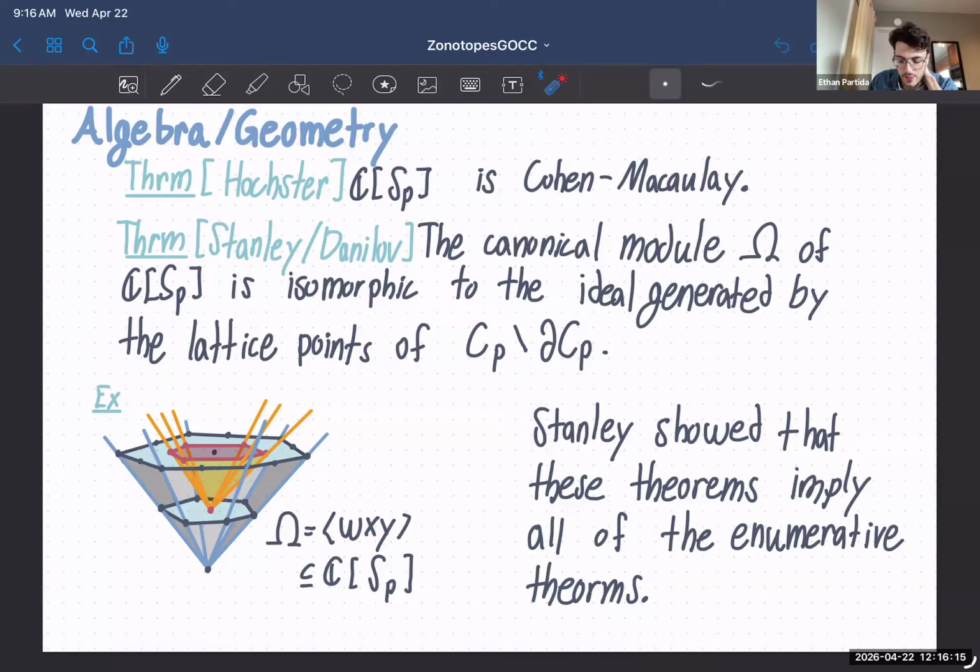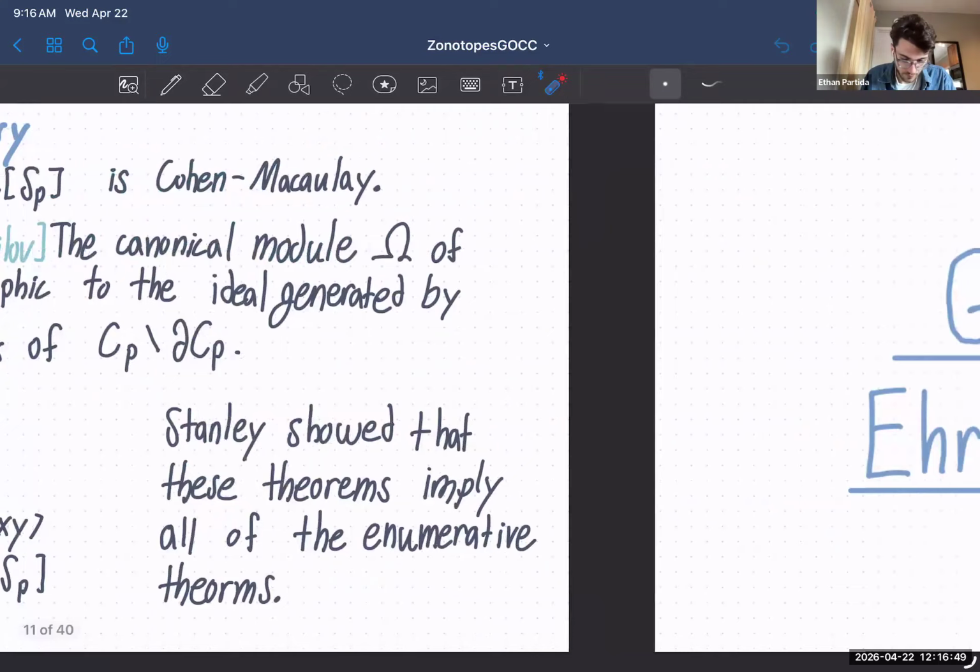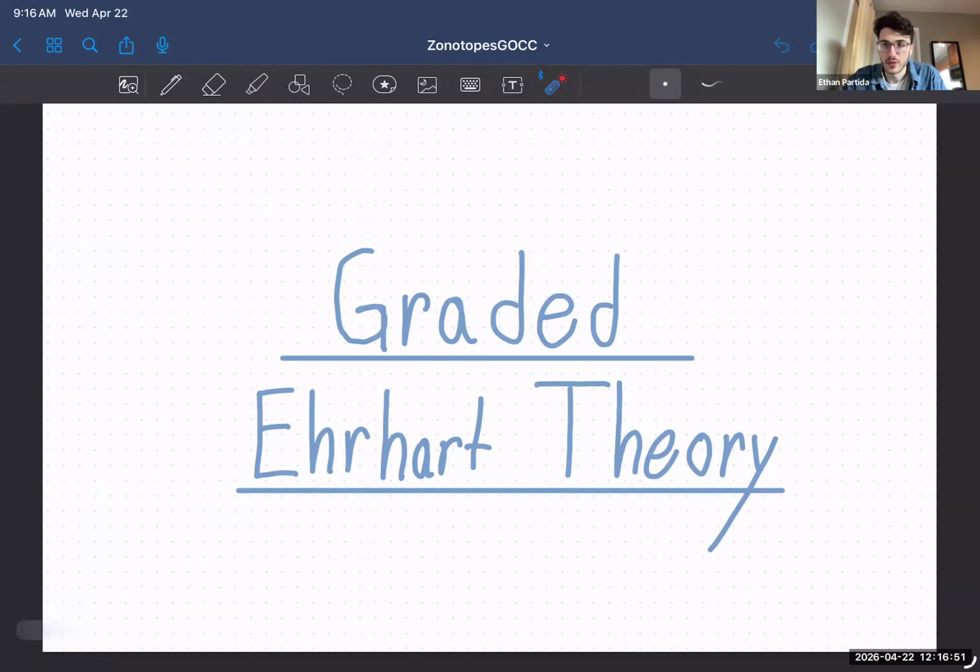And Stanley worked through the commutative algebra, and he showed that these two theorems actually imply all of the enumerative ones from before. So it implies Stanley's theorem about the non-negativity of the numerator's coefficients in the Ehrhart series. It also implies this polynomial growth of the Ehrhart polynomial and the reciprocity statement as well. Maybe these are things I really like about Ehrhart theory and are things we could hope are true in graded Ehrhart theory, which I wanted to touch on now.